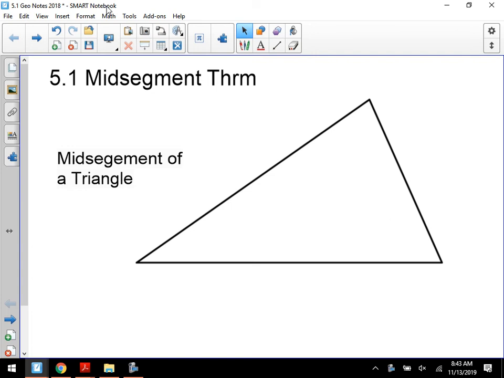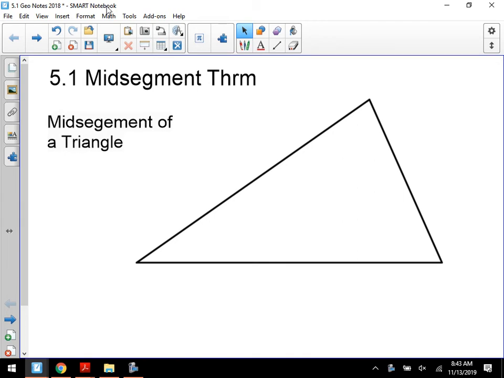So, segments that connect the middles. In a triangle, how many sides do you have? 3, which means how many midpoints could you have? 3. So how many mid-segments do you think you could have? 3. Really tough here. Mid-segments are the segments that connect midpoints.